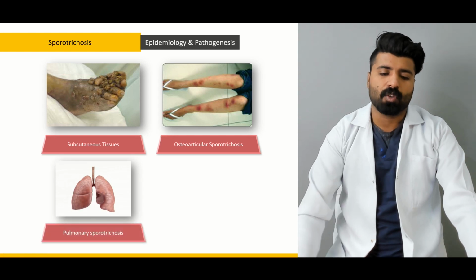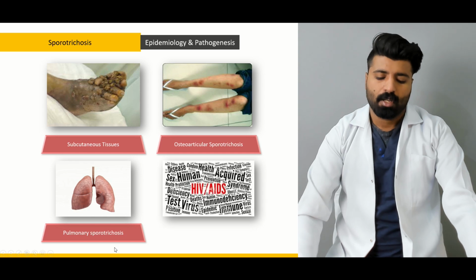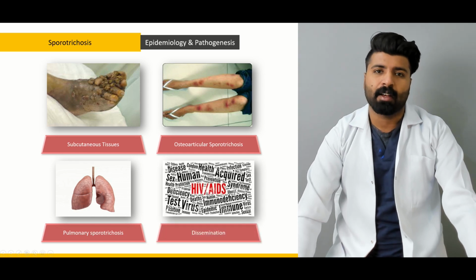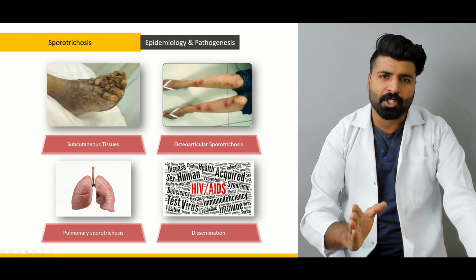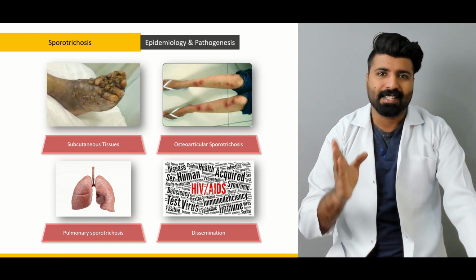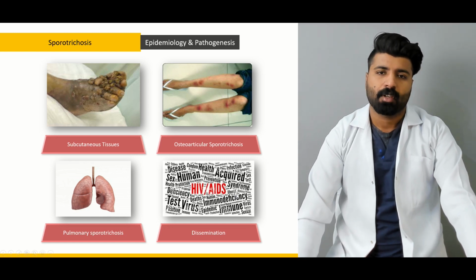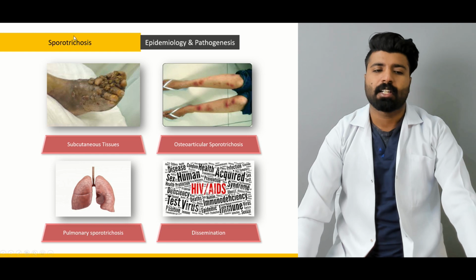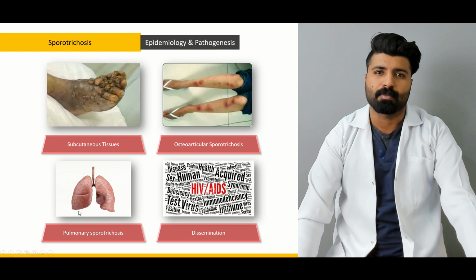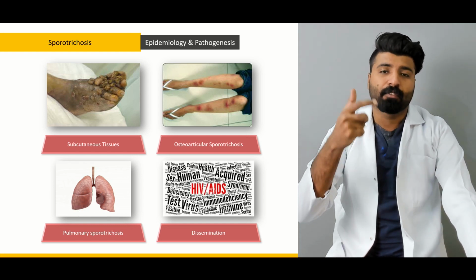Next, it's going to cause what? Pulmonary sporotrichosis. And next, it's basically seen only in immunocompromised patients that it gets to your blood and disseminates. And it happens in what? HIV/AIDS patients. Let me tell you right here that sporotrichosis can involve any of these three systems. It can involve your skin, it can involve your bones, it can involve your lungs.